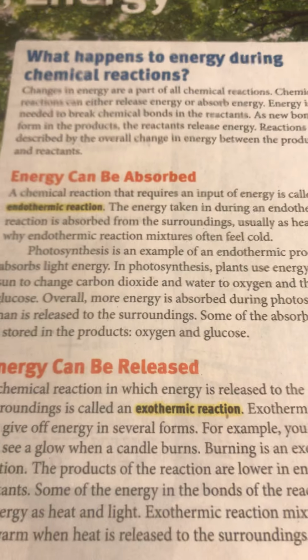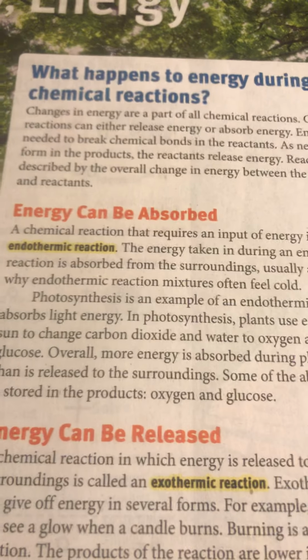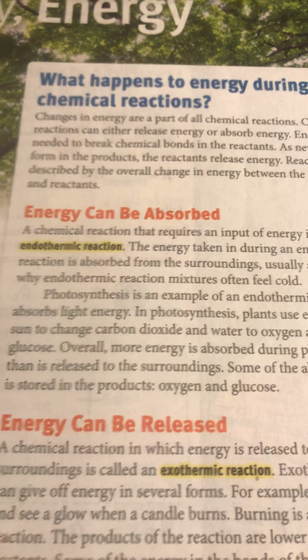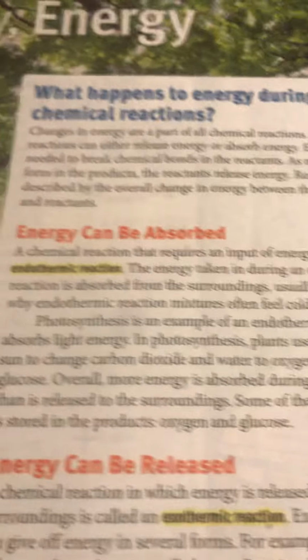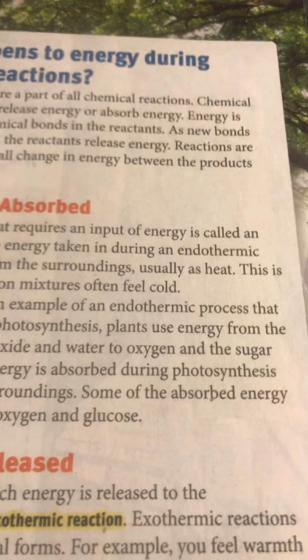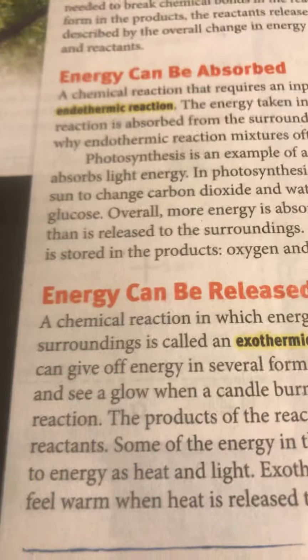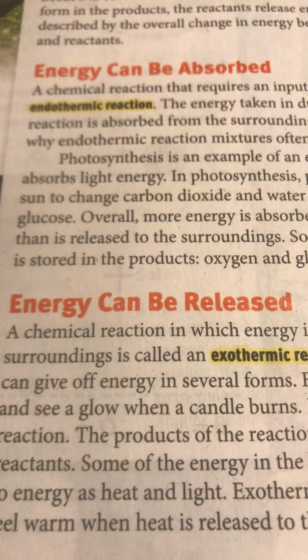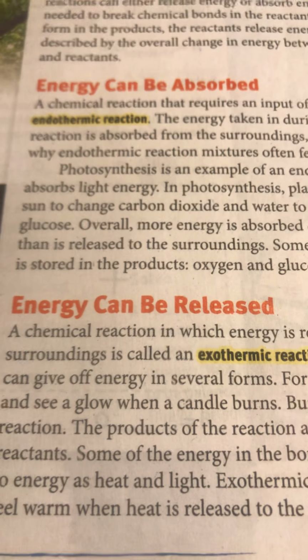Photosynthesis is an example of an endothermic process that absorbs light energy. Photosynthesis is when plants use energy from the sun to change carbon dioxide and water to oxygen and sugar. And I know you know that. Now, energy can be released as well. So energy can be absorbed and released, but it cannot be created nor destroyed, okay?